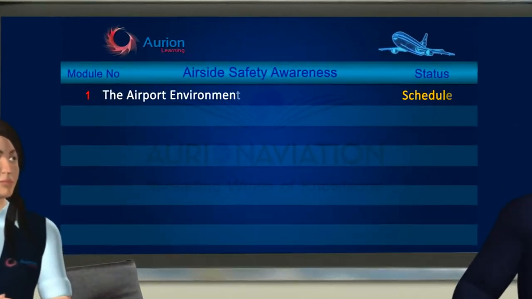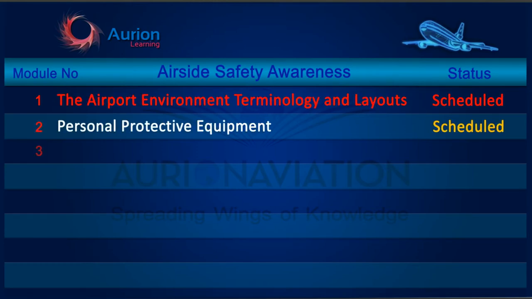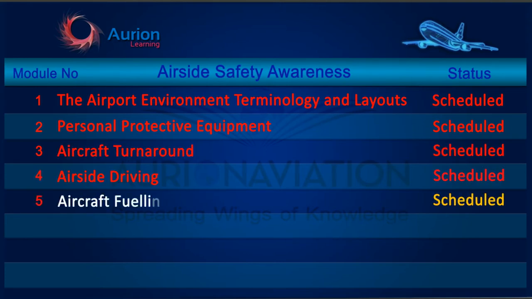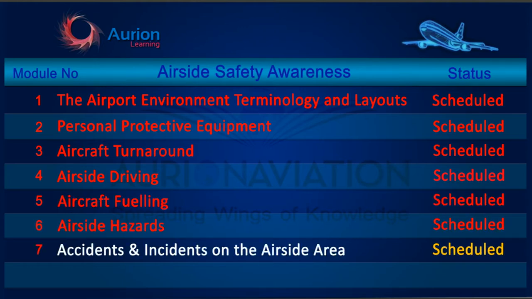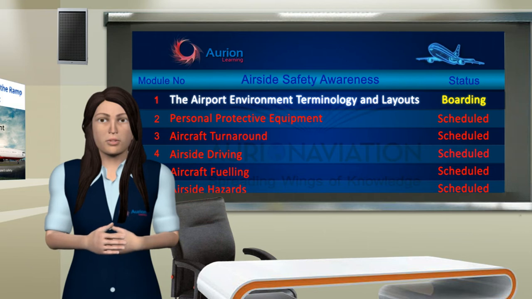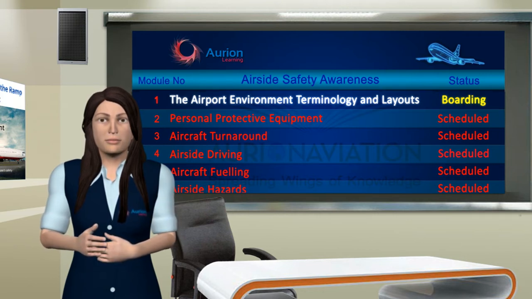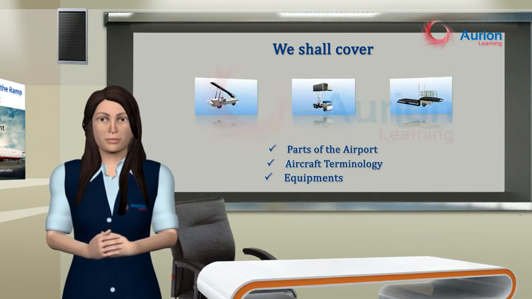As part of this course, we shall learn the airport environment terminology and layouts, personal protective equipment, aircraft turnaround, airside driving, aircraft fueling, airside hazards, accidents and incidents on the airside area, airside emergencies and procedures. Let us now begin with Module 1, the airport environment, terminology and layouts. In this module, we shall cover parts of the airport, aircraft terminology, equipments.